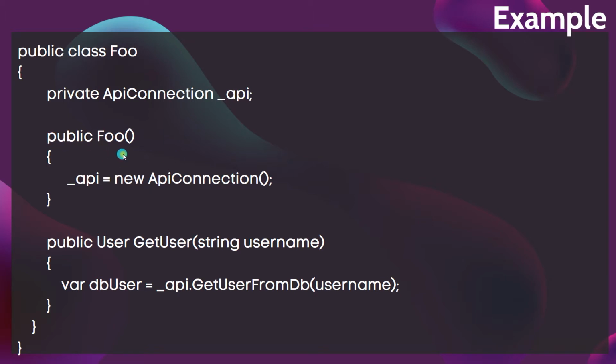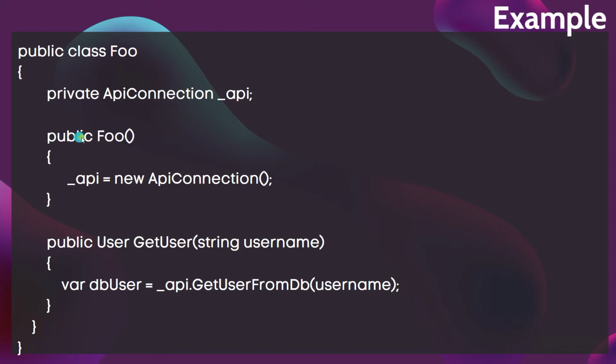So what's special about a constructor? Constructors will run when this object gets created. We can see that with our private API connection from outside of this class when we create an instance of foo with var some variable equals new foo. It's that line of code that will call the constructor, the same way that new API connection right here will call the constructor inside API connection.